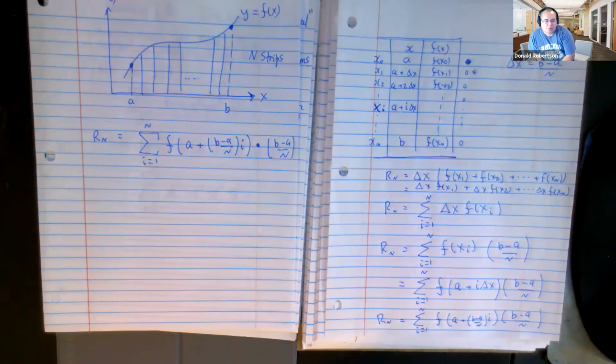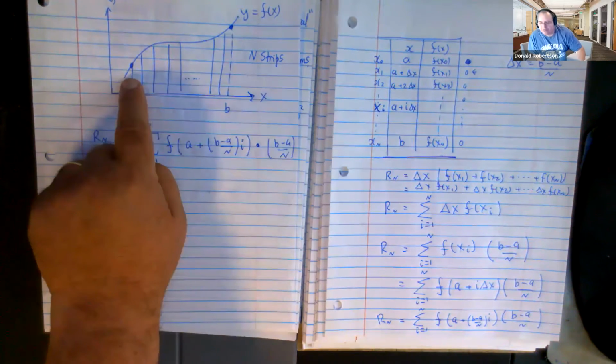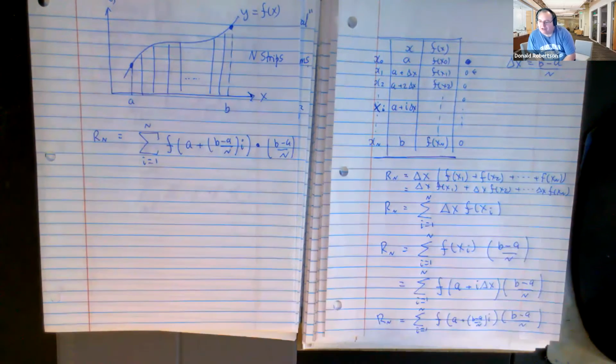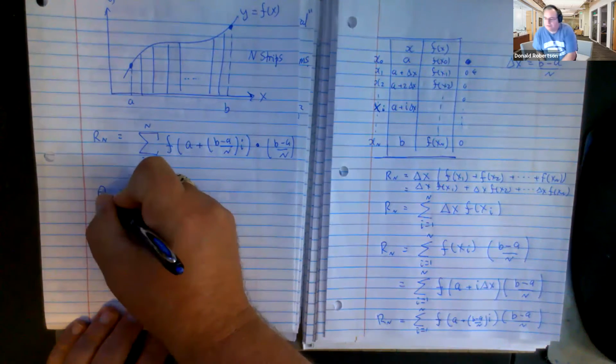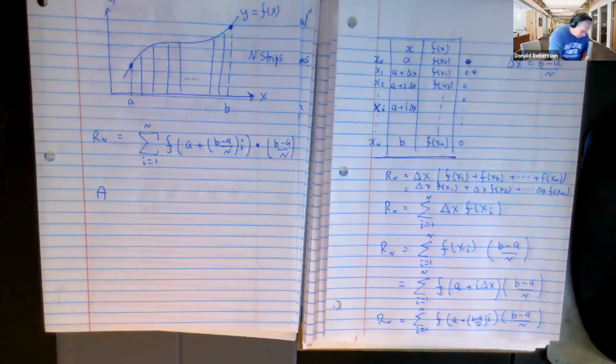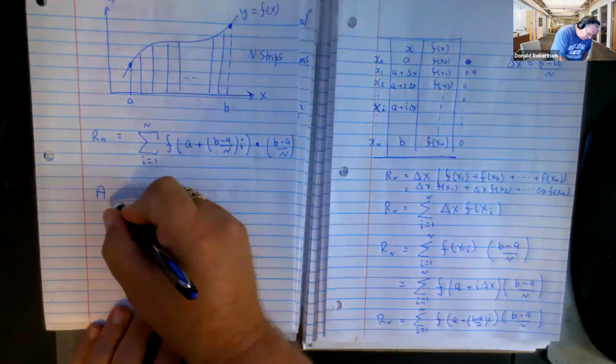Now we're going to do one more jump. I don't want to know the estimate Rn. I don't want to know an estimate for this area under the curve. I want to know the exact answer, right? The real area under the curve. And I'm going to call that area A for the time being.